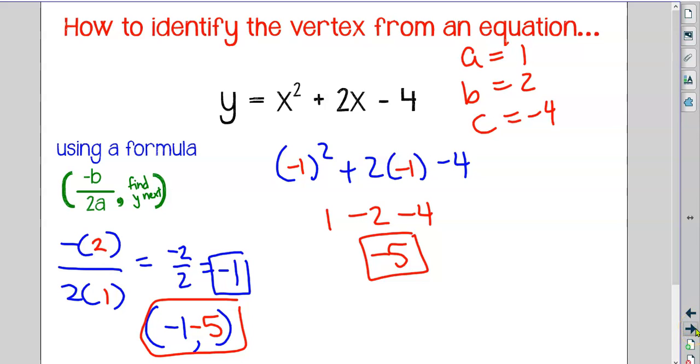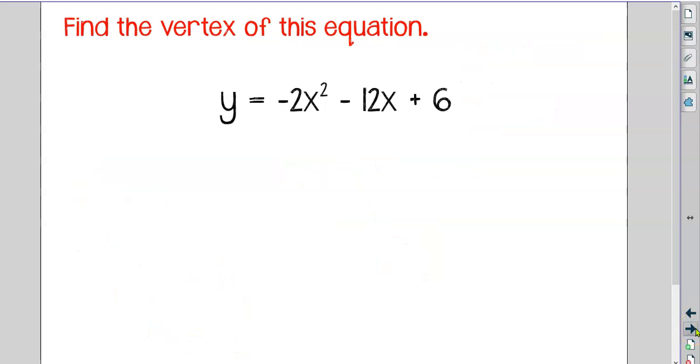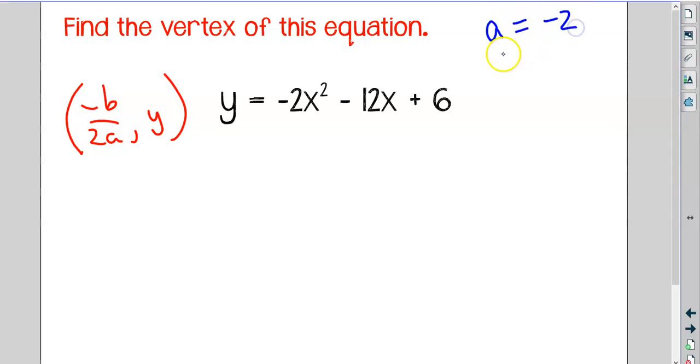This takes a little bit of practice, so why don't we try a couple? Remember, the formula is -b/2a. Then you have to substitute in to find y. If you want to try it on your own, pause the video now. Otherwise, I'll work through this equation one more time, and then you can try one on your own. Identify your a value, identify your b value. Plug those into your vertex formula.